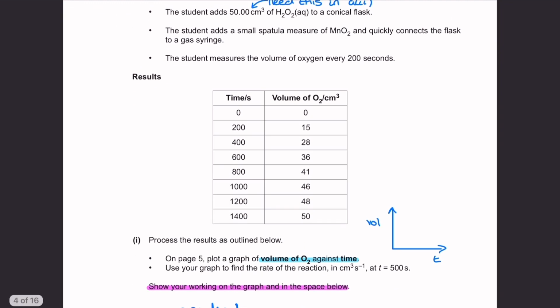So here we go. Now, you'll notice we actually have a reading here. At time 0, there's 0 centimeters cubed of oxygen. That means that we do actually need to make sure that our line of best fit goes right down to the origin, and I'll demonstrate that on my graph on the next page.